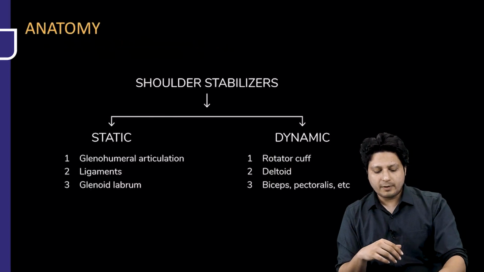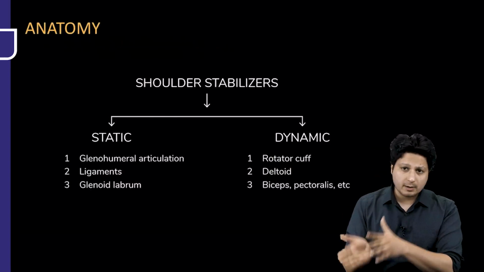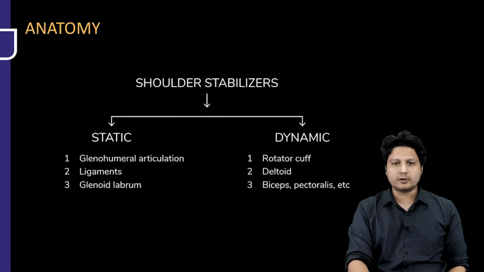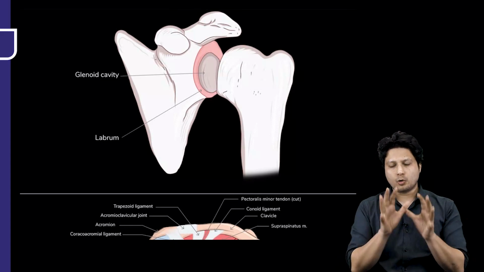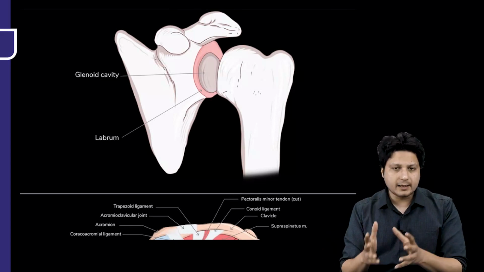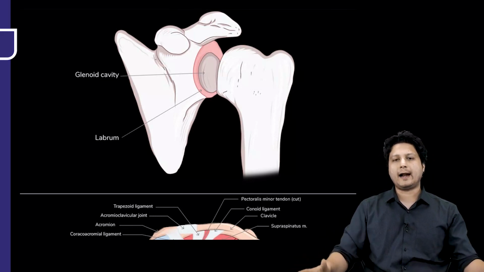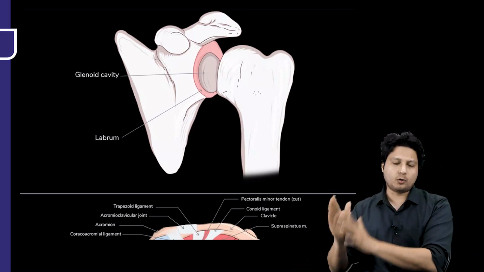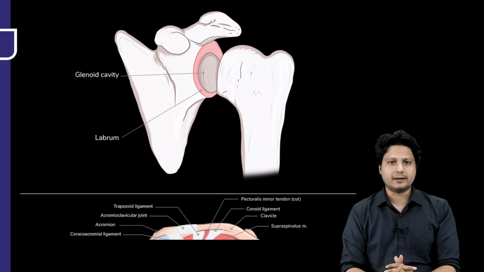Before we talk about the stabilizing factors of the shoulder, why is stability of the shoulder very important? Because shoulder joint is made up of, just look at this image, primarily the glenoid and the head of the humerus. Although this is all anatomy, you just have to listen and correlate. No question is directly going to be asked out of what we are discussing right now.